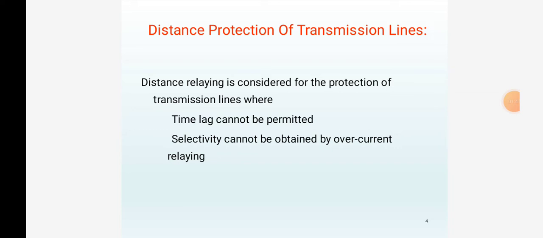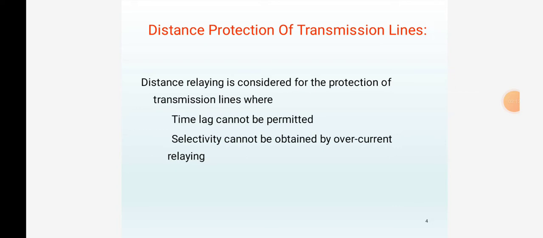The distance relay measures the ratio V by I at the relay location, which gives the measure of distance between the relay and the fault location. The impedance or resistance or reactance or admittance of a fault loop is proportional to the distance between the relay location and the fault point.